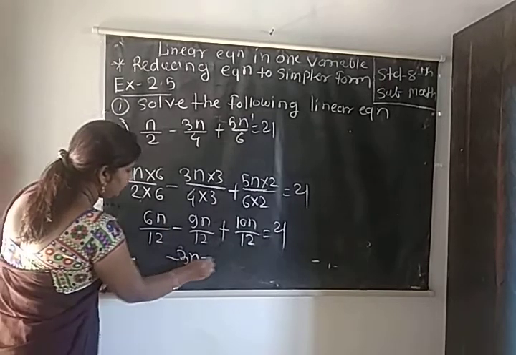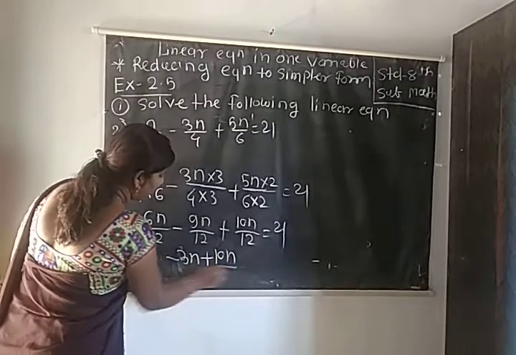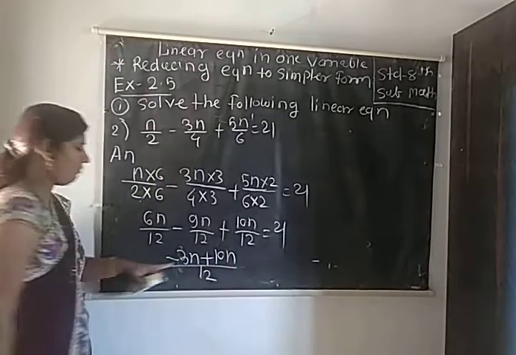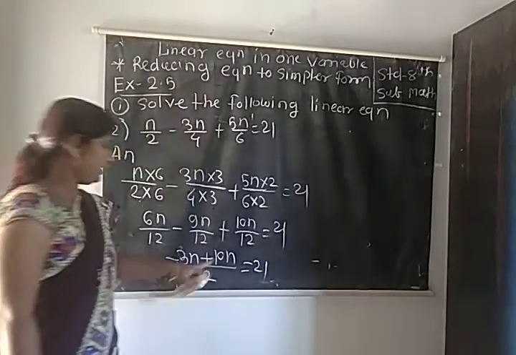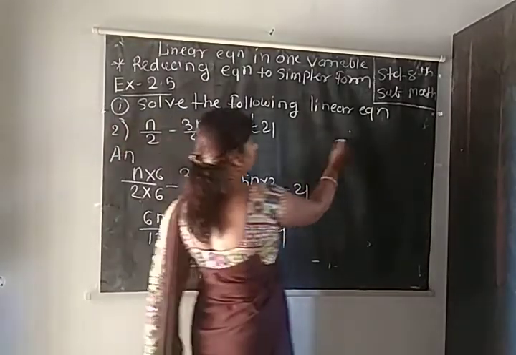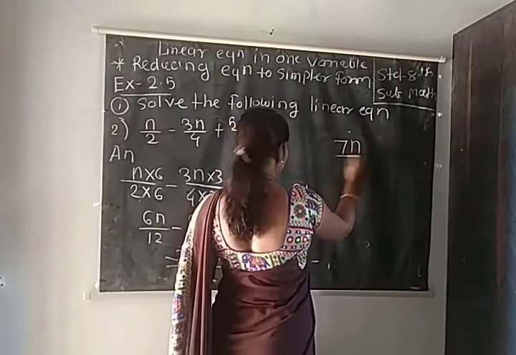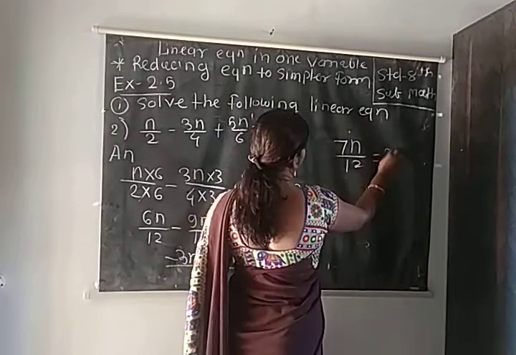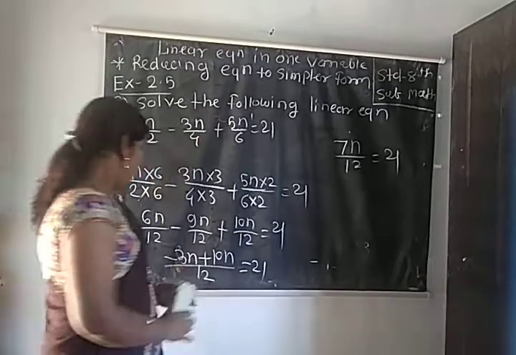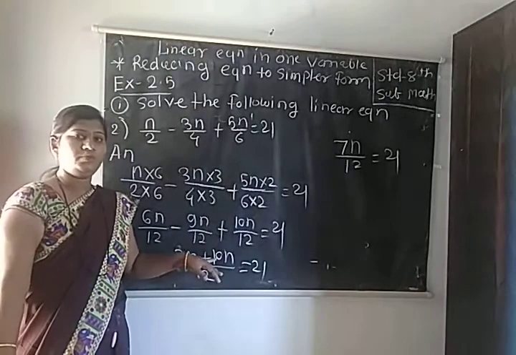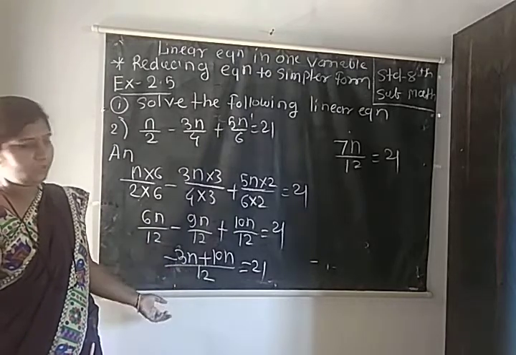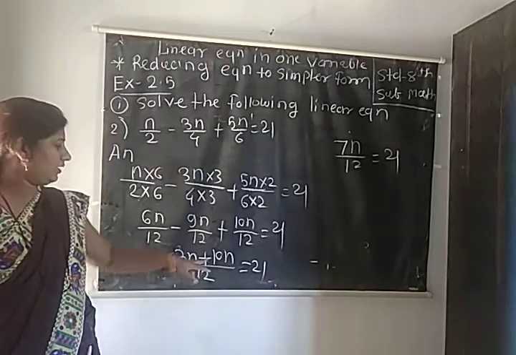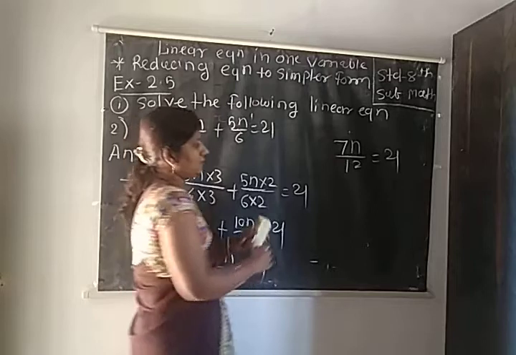Minus 3n plus 10n upon denominator is common. So what is the answer? Minus 3n plus 10n, 7n. 7n upon 12 is equal to 21. Here the plus or minus sign: if both numbers have different signs, then we subtract and put the greater number's sign. 10 minus 3, 7, and the greater number's sign is positive. That's why we write here 7n.